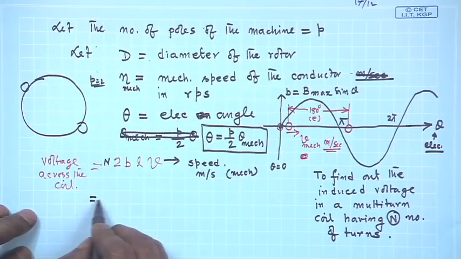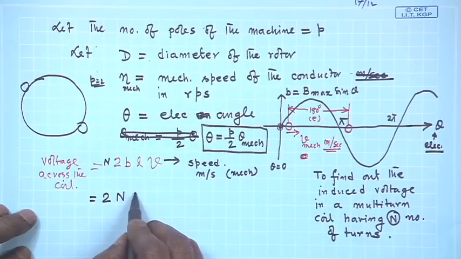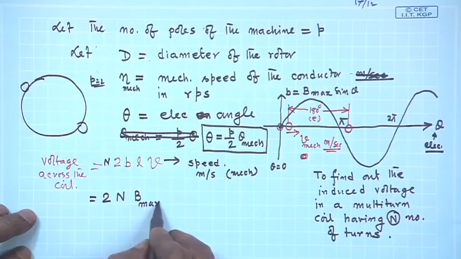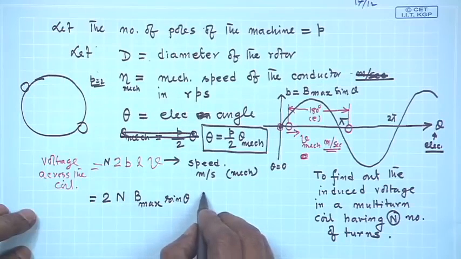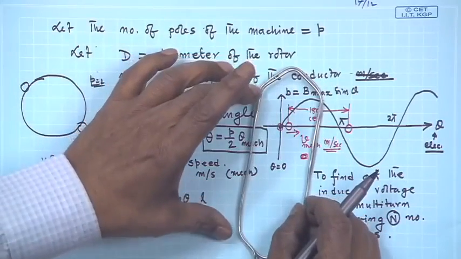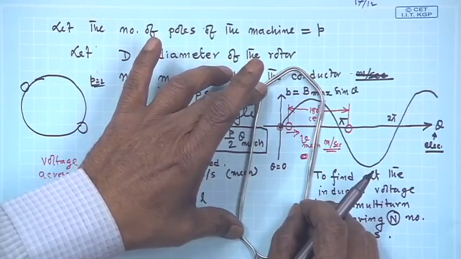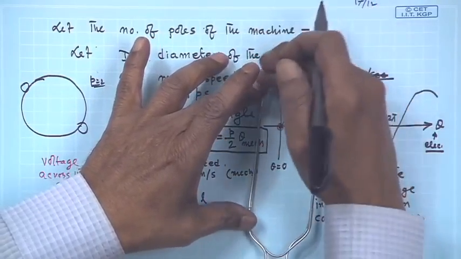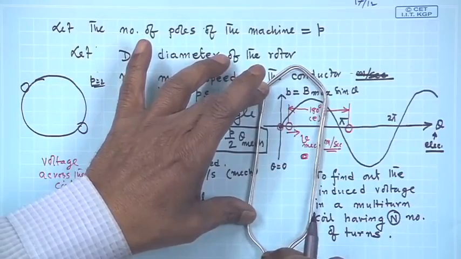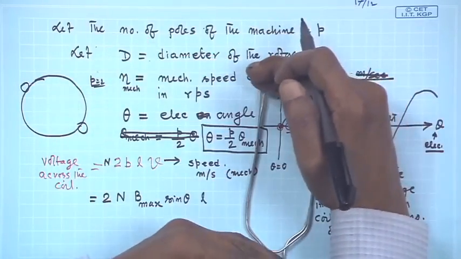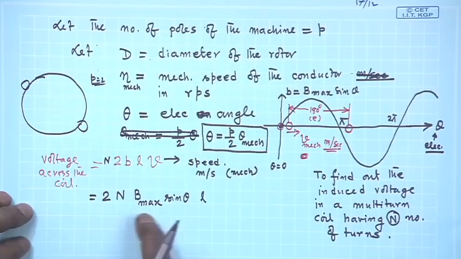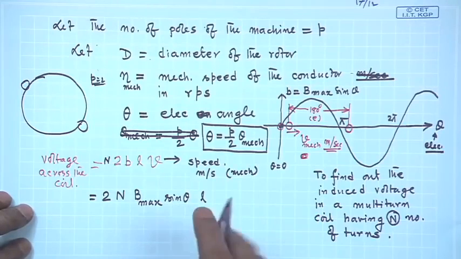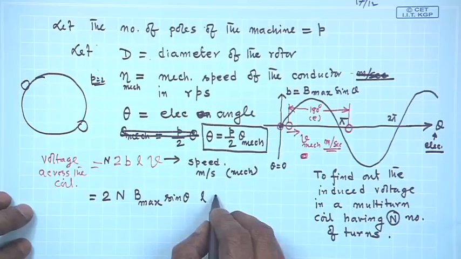So, it will be equal to twice n, B, you can put it like this, B max sin theta, and L. What is L? L is this length, the active length of the coil, where induced voltage will be there. These sides are called the overhang of the coil; they are outside the machine length, the active length. So, this L is the active length of the conductor. 2 n B max sin theta L, and then V.